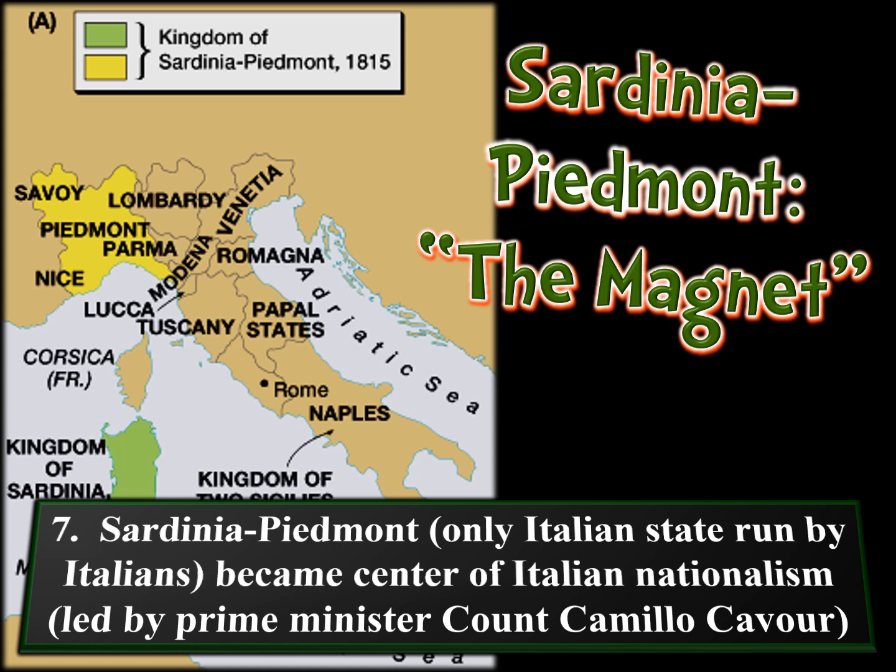It was led by a prime minister named Count Camillo Cavour. Count Camillo Cavour can be seen as the architect of Italian unification, and Sardinia-Piedmont as the magnet or the nucleus around which Italian unification will finally happen in the second half of the 19th century. Camillo Cavour was a very savvy politician, and he recognized that perhaps the idealism of the earlier movements was not enough to get this unification done.